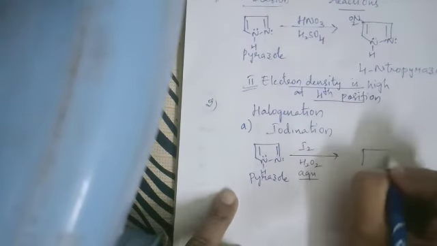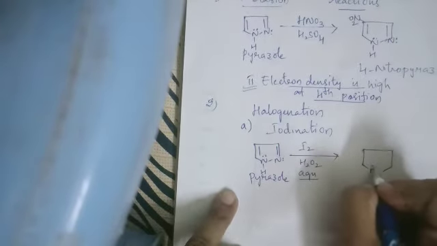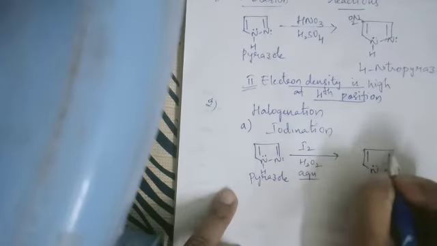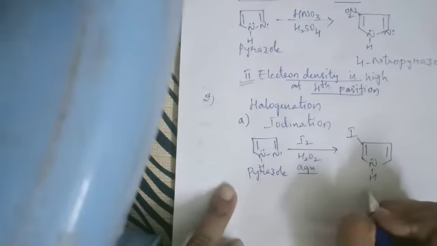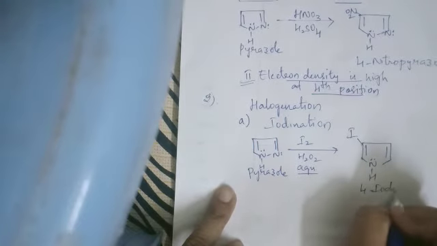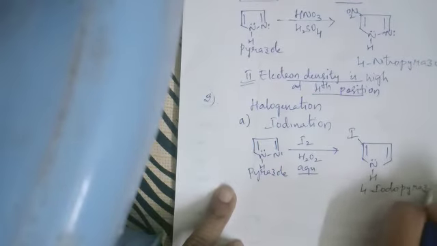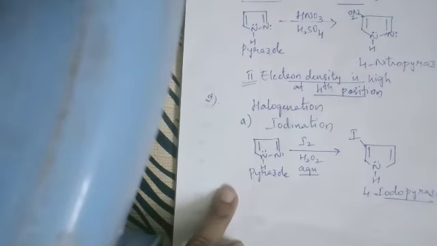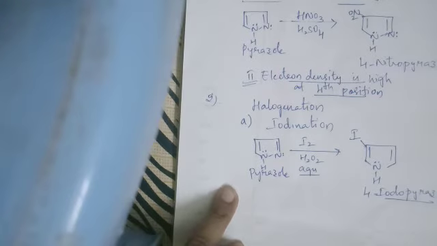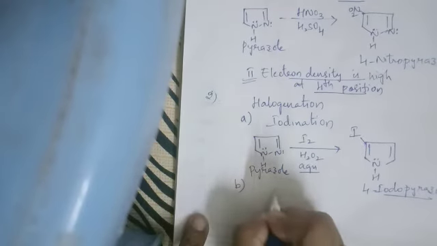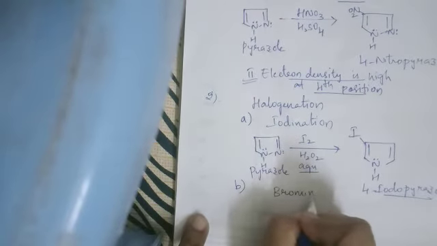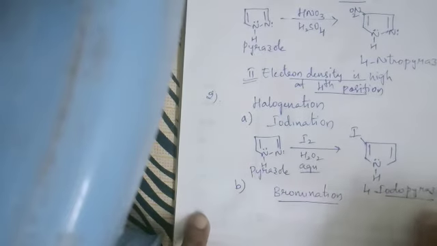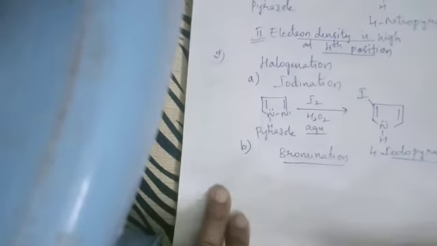So you know the position 4 is favorable. 1 2 3 4. This is the product obtained. Simple, 4-iodo pyrazole is obtained. Pyrazole, in the presence of iodine and aqueous hydrogen peroxide, forms 4-iodo pyrazole. This is the iodination. Next is bromination. So the reagent is important.